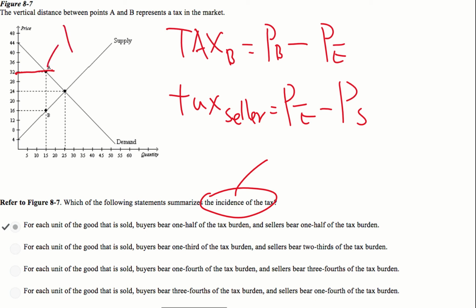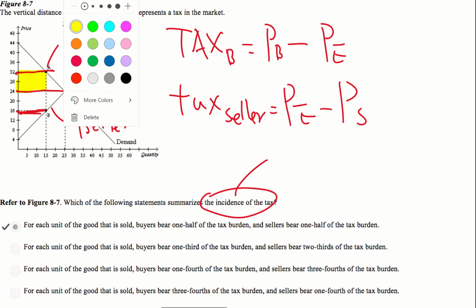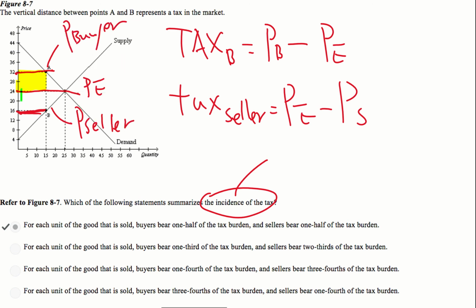So price for buyer. Right here is our seller price. And over here is our equilibrium price. So your buyer tax will be the little rectangle on top. So this little area here, that is how much tax our buyer will pay. And then your seller tax will be this over here.